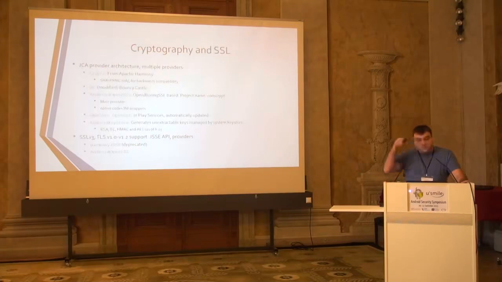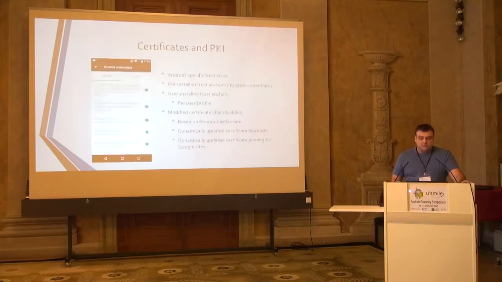Cryptography and SSL, of course, in order to do secure communication and whatnot, you need this stuff. Android is based on the JCA provider architecture. It has multiple providers. The interesting ones are the GMS Core OpenSSL, which can be dynamically updated via Play services, and the Android Keystore, which allows you to create unextractable keys. SSL support is also based on the Java APIs. You have two providers. The main one is Android OpenSSL, which uses native code.